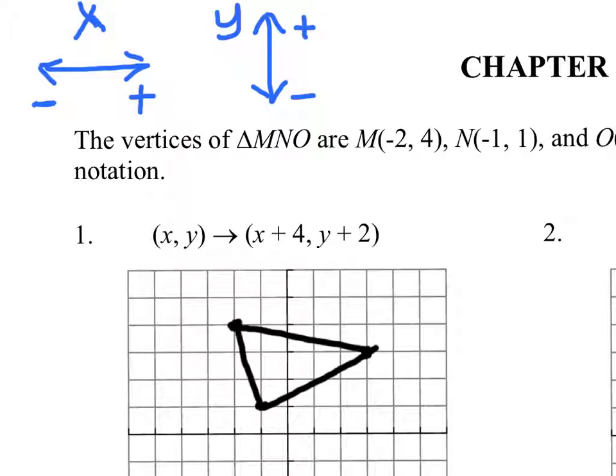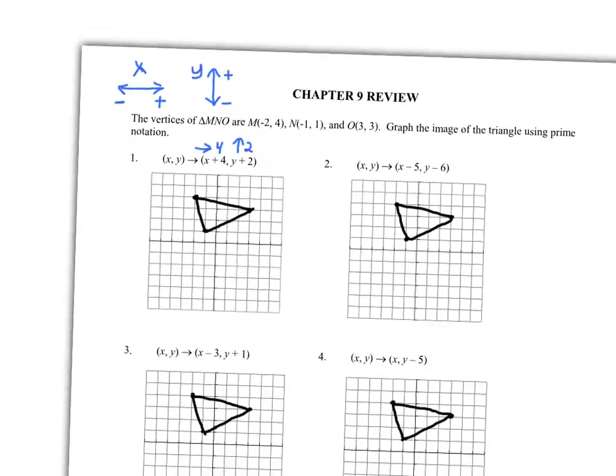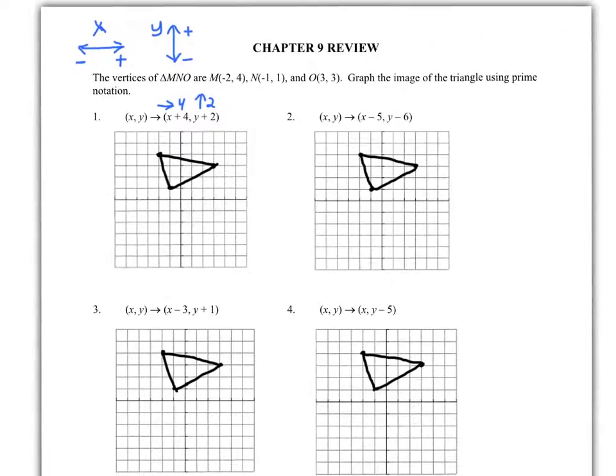So, what you can do when you look at number 1, where it says (x, y) arrow (x plus 4, y plus 2), that means you're going to take the original shape and move it. The x plus 4 means you're going to move it 4 to the right. And the y plus 2 means you're going to move it 2 up. Now, as you can see here, I have actually pre-graphed all of the triangles because it says in the directions the vertices of triangle MNO are at these places. So you can do the same. You can graph all 4 of those in advance.